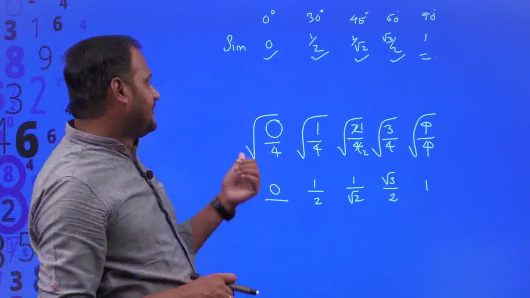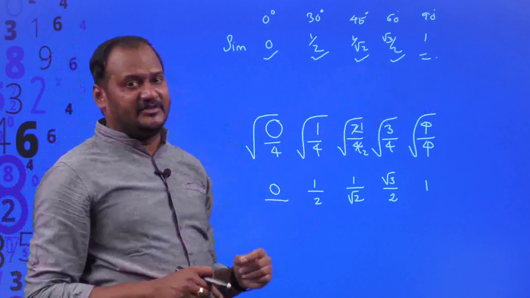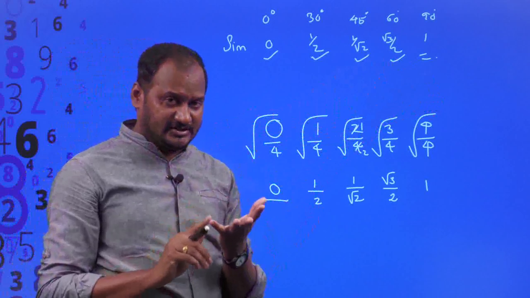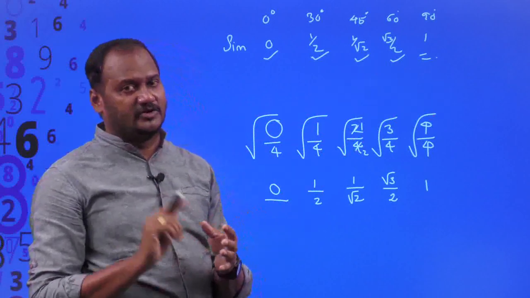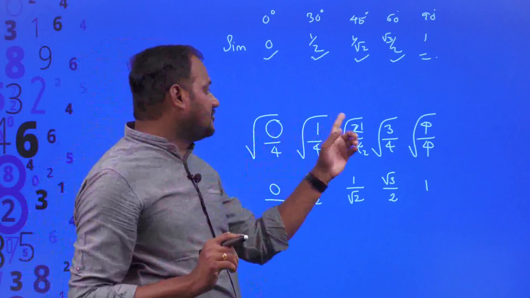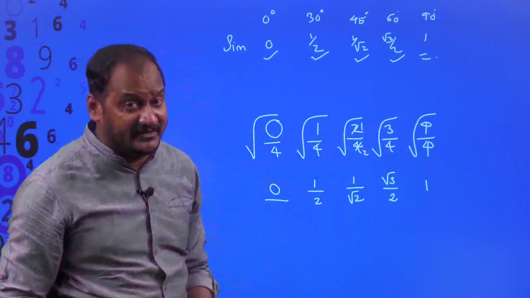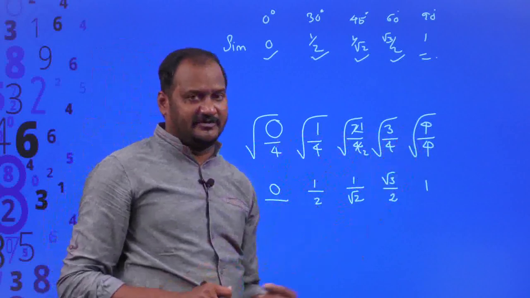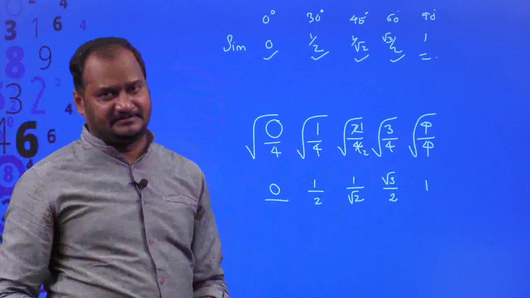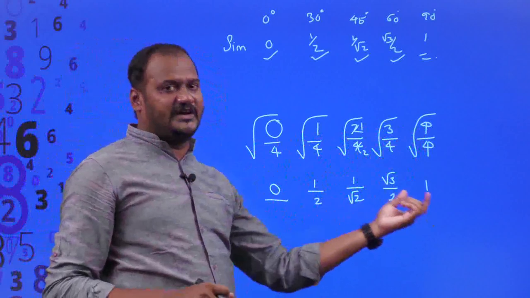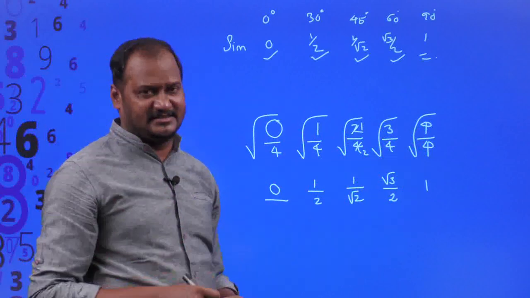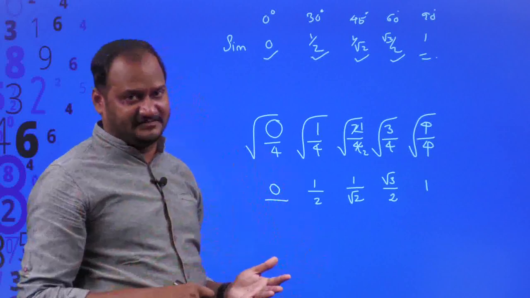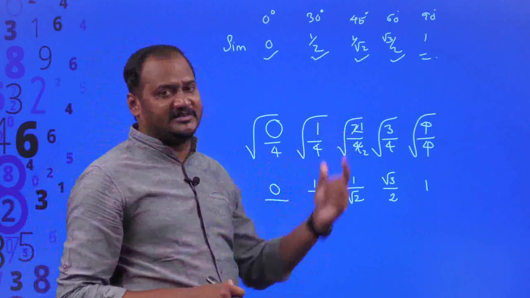I repeat. To remember the values of sine, you will have to consider the first 5 whole numbers. What are those? 0, 1, 2, 3, 4. After writing 0, 1, 2, 3, 4, divide every single number by 4: 0 by 4, 1 by 4, 2 by 4, 3 by 4, 4 by 4. And then take the square root of every single number and find out those values. Those values are the values of sine. This is just a hint so that you can remember how these values are derived. We already derived them. I am just telling you one hint to remember these values easily.